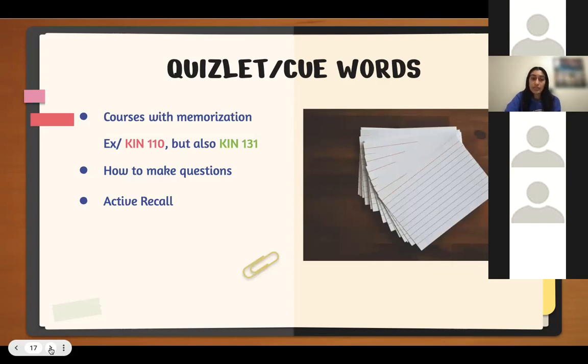What's really important about this is for the best results of Quizlet, use it if you know that you can commit to doing a few each day. This is called active recall, and Quizlet has its best results when you're able to do that.